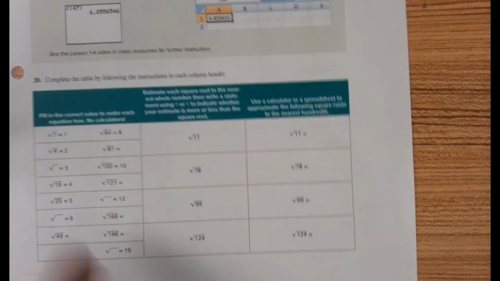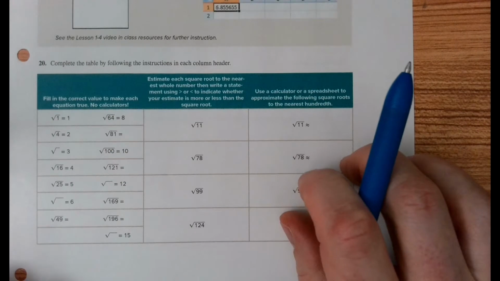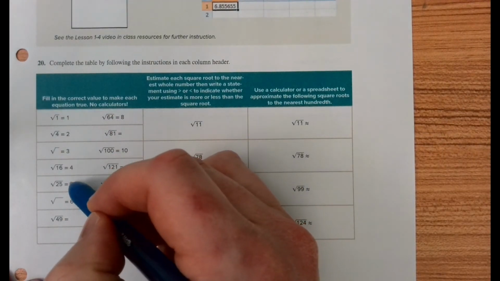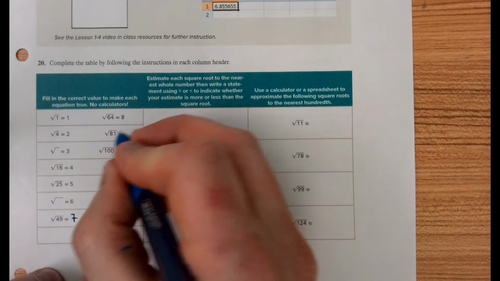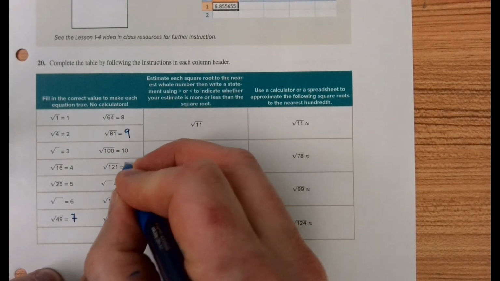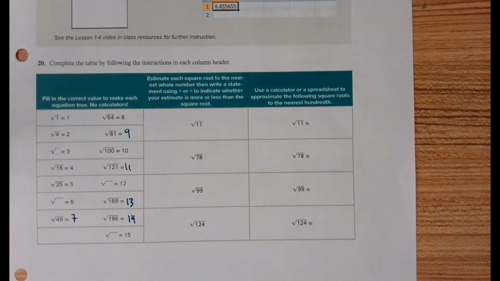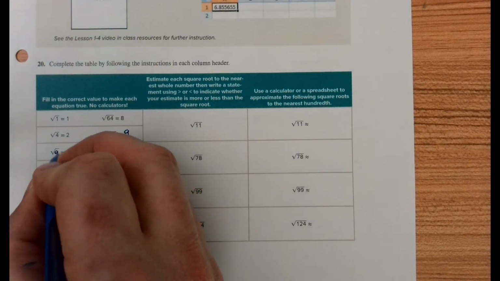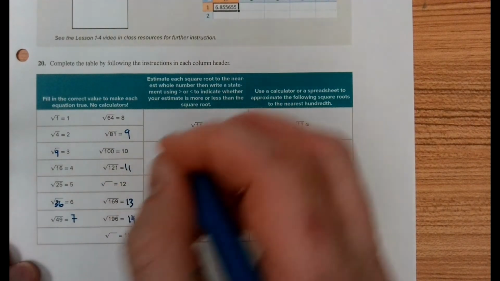So these are a list of perfect squares that are good to have memorized, I suppose. Notice there's a pattern. 1, 2, 3, 4, 5, 6. Square root of 49 is 7. 8. Square root of 81 is 9, 10, 11, 12, 13, 14, and 15. So those are the first 1 through 15 whole numbers. And then we know that the square root of 9 is 3. The square root of 36 is 6.